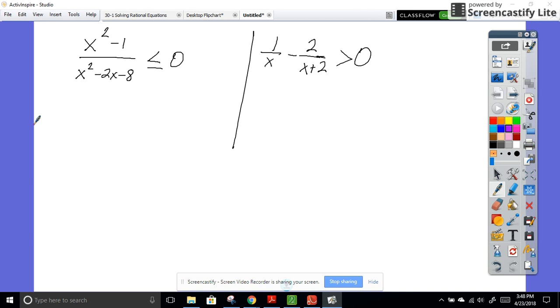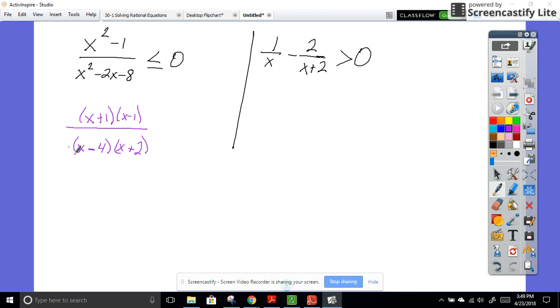Factor the denominator, and we'll see. You can factor the numerator if you want to, x plus 1, just because it's really easy. And factor the denominator. We need numbers that multiply together to give me 8 and subtract to give me 2. I believe that's 4 and 2. It needs to be a negative, so that's -4, +2.